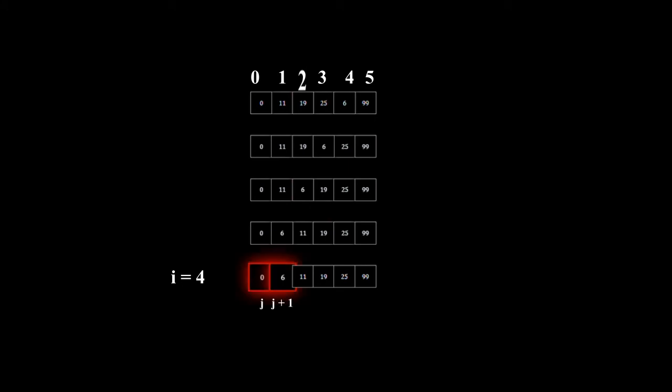Compare 0 and 6, condition false, increment j by 1. Compare 6 and 11, condition false, increment j by 1. Compare 11 and 19, condition false, increment j by 1. Compare 19 and 25, condition false, increment j by 1. Compare 25 and 99, condition false.